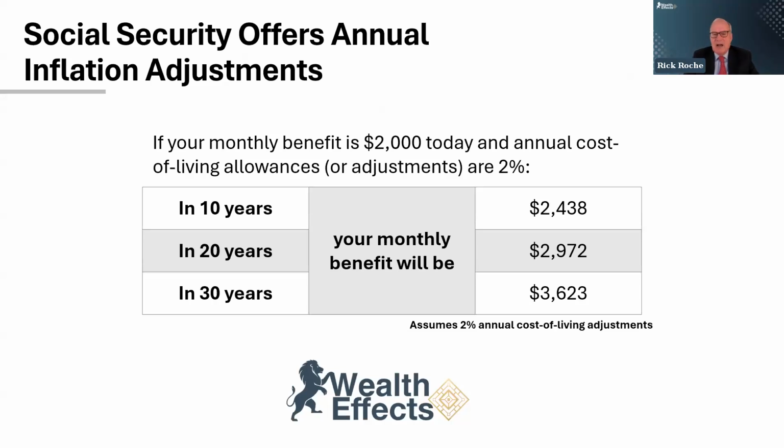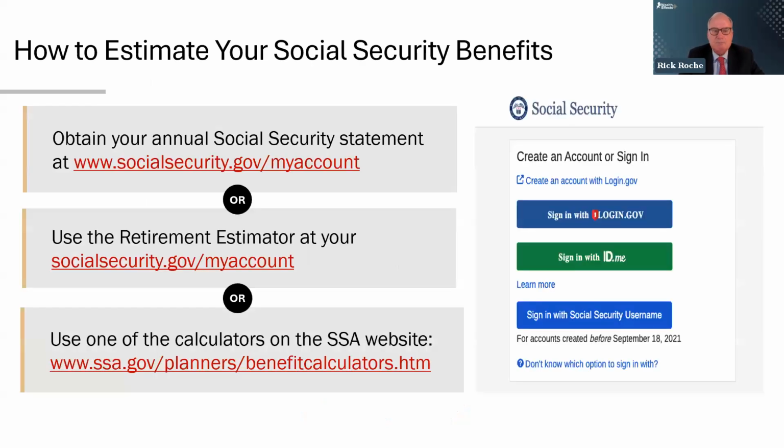For 2025, the cost of living adjustment will be 2.5%. So if you were receiving a $2,000 Social Security benefit in 2024, your benefit would be increased by 2.5%. So your monthly checks would be 2.5% higher than that $2,000.